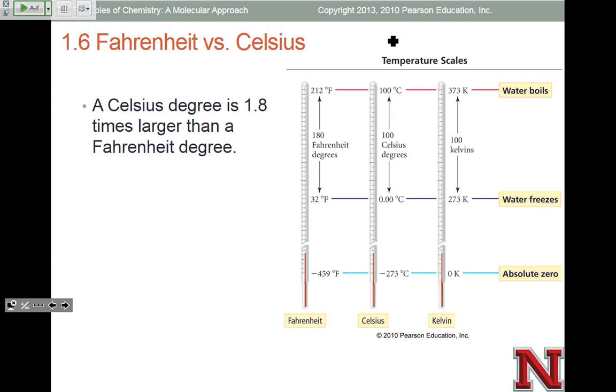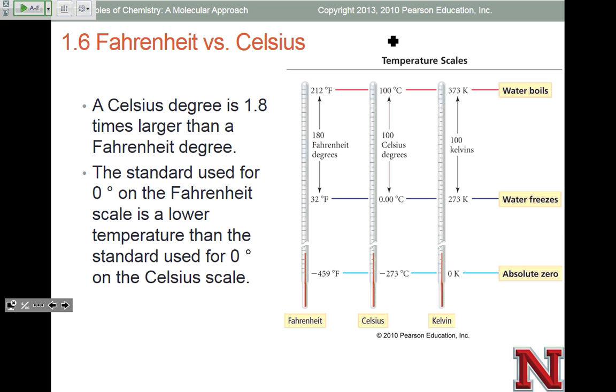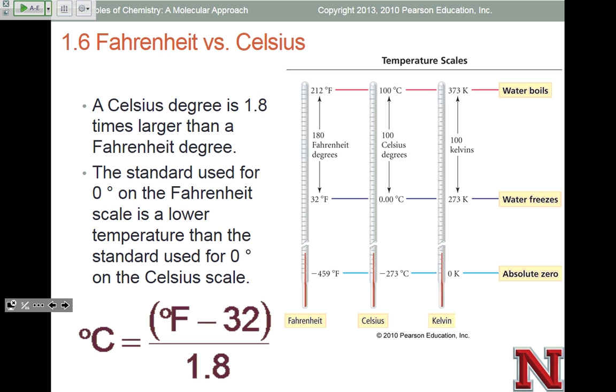So a Celsius degree is 1.8 times larger than our Fahrenheit degree, and therefore we can utilize that for our conversion. Now you should know this equation. You don't need to memorize the Fahrenheit to Celsius equation, because all you have to do is rearrange this if you're doing it. So you only really need to know one equation. And you see we're related to that number 32 here, and also that 1.8. So our degrees Celsius is equal to our degrees Fahrenheit minus 32 divided by 1.8.